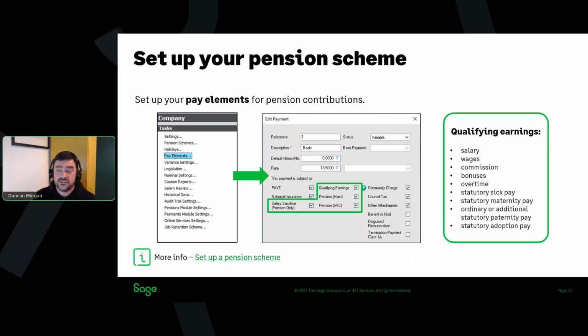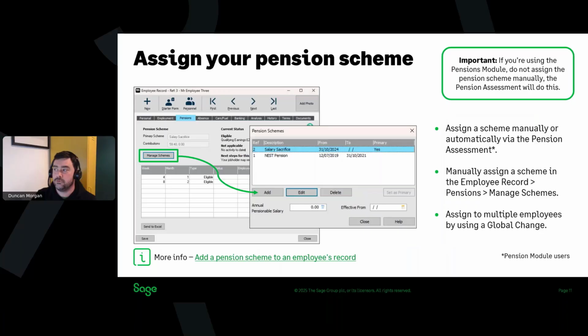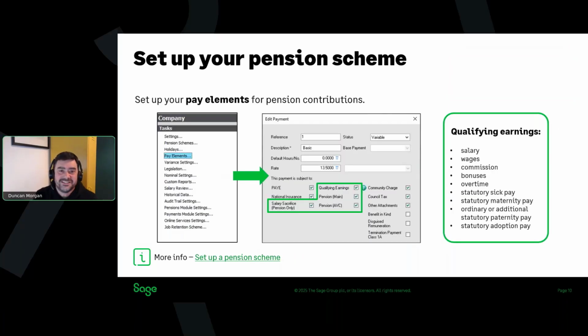Qualifying earnings is a reference to salary, wages, commission, bonuses and overtime, as well as all statutory payments. And as a general rule, if a payment is subject to tax and national insurance, it would usually be also included in qualifying earnings.